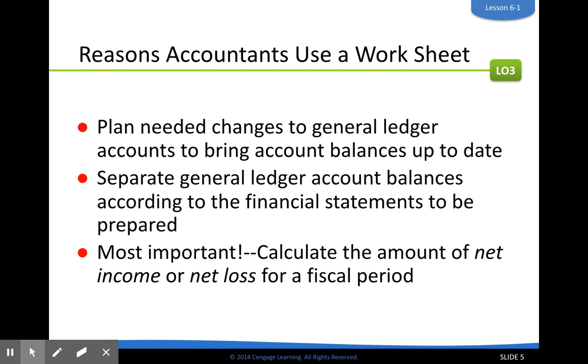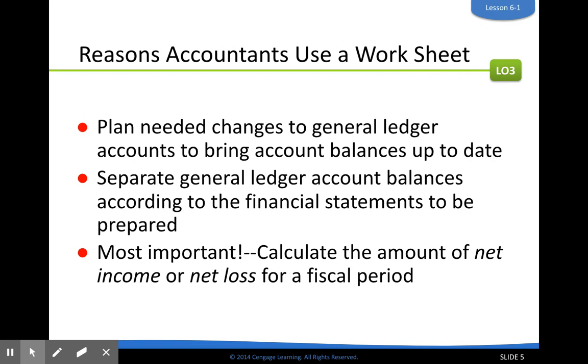So why would we use a worksheet? Well, for one, this will help us plan needed changes to the general ledger accounts to bring account balances up to date. So we'll talk about some adjustments that we make. And this also helps us separate our general ledger account balances into the two different financial statements that we prepare, the income statement and the balance sheet. But the most important thing, the most important use of our worksheet is to calculate the amount of net income or net loss for a fiscal period.